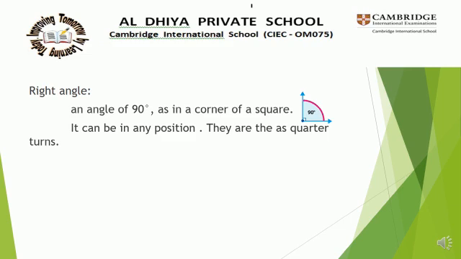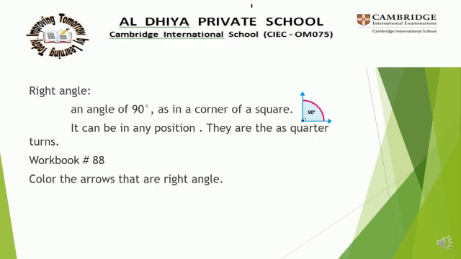Okay students. Take your workbook, page number 88. First, challenge 1. Color the arrows that are right angle. See the first image like this. In this shape, you can see the L shape. That is the mirror image of L shape you can see. So you can color this with color pencil. You can color this arrow.